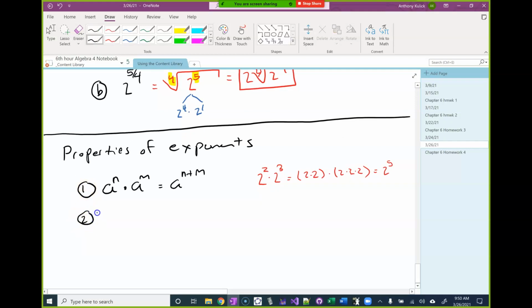Our next one is if we have the exponent of a product. That tells us that we can apply the exponent to each of the factors of the product and then multiply together.